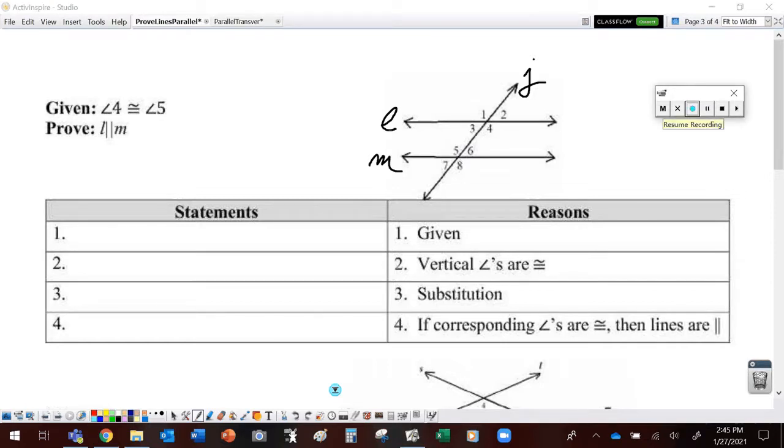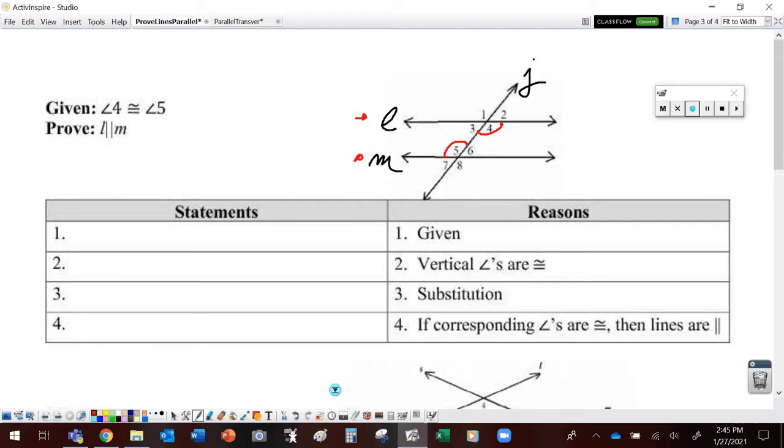On these ones, we want to look at the other option. We want to take the fact that we have a pair of congruent or supplementary angles and use that to prove that some lines are parallel. So we have this diagram here with lines L, M, and J and angles 1, 2, 3, 4, 5, 6, 7, 8. They tell us that angle 4 and 5 are congruent, and they want us to prove that lines L and M are parallel.